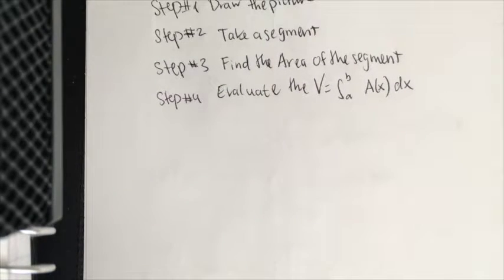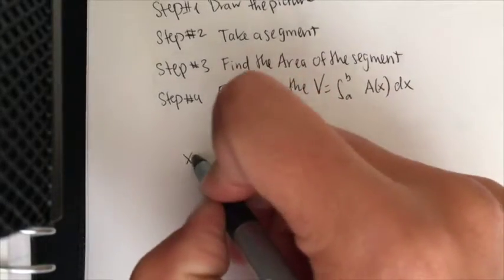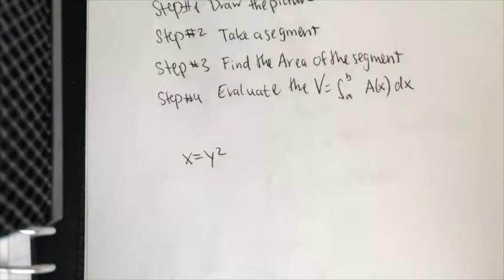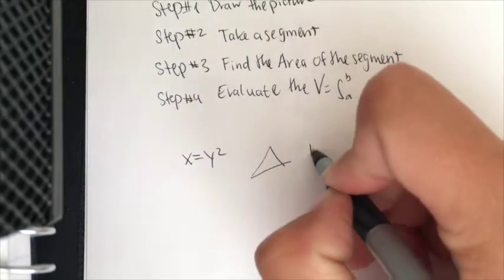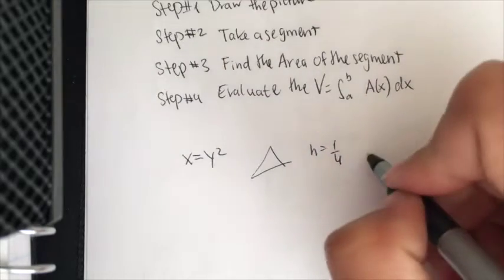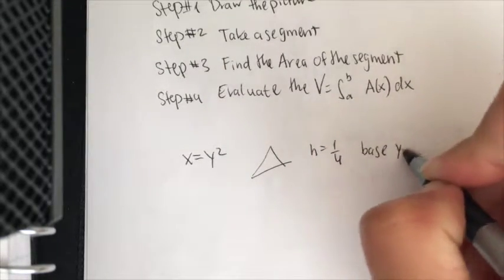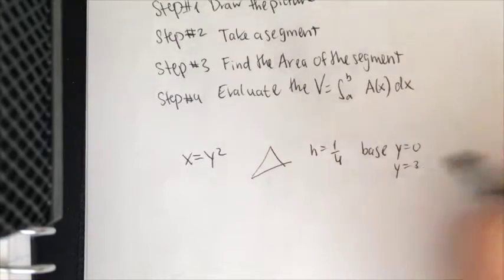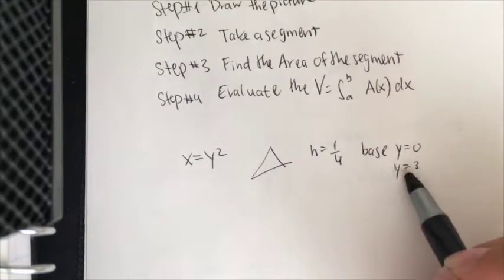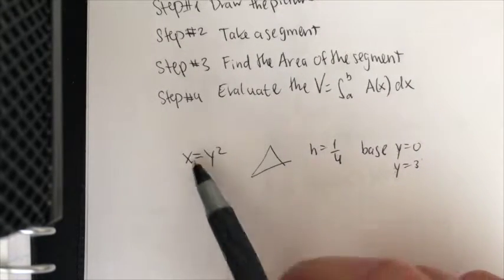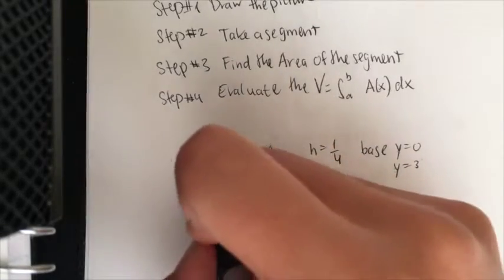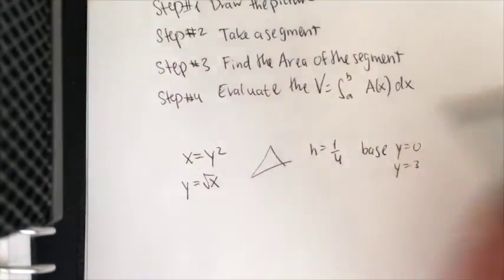Okay, so example, volume of the graph x equals y squared with a triangular cross section. So we'll have a cross section as a triangle where our height is h equals 1 over 4 and the base is from y equals 0 to y equals 3. So since we have given the base in terms of y's, we have to transform our equation in terms of y. So we'll have y equals square root of x.